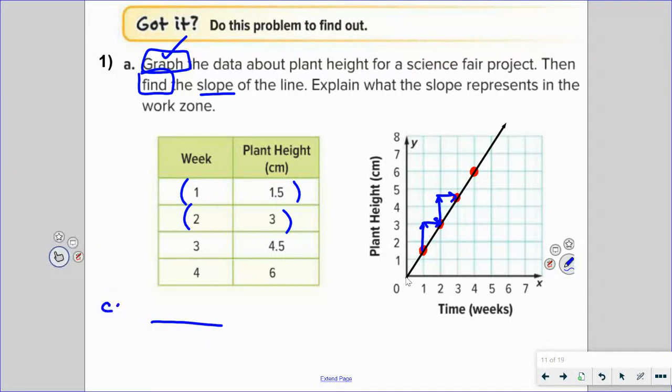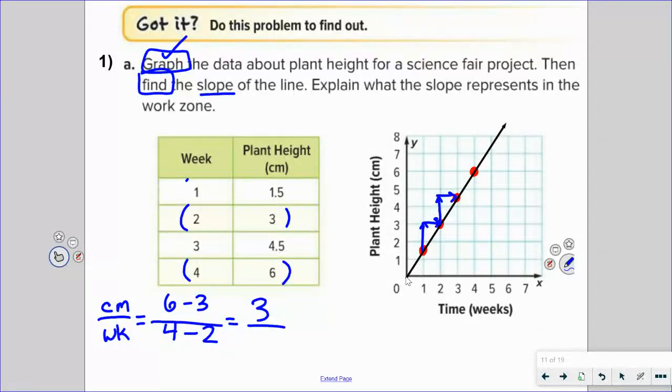Remembering that we are comparing centimeters to weeks. The centimeters depends on how many weeks. So I'm going to subtract, you know what? Let's choose something with easier numbers. I'm going to choose 2, 3, and 4, 6. So the difference from 3 to 6 is an increase of 3 centimeters. The duration or change from 2 to 4, the horizontal change, would be over the course of 2 weeks.